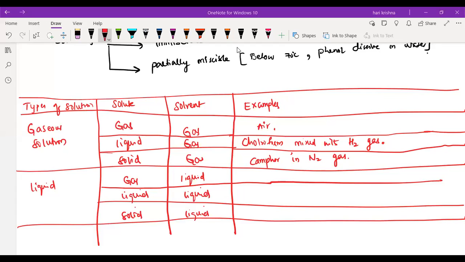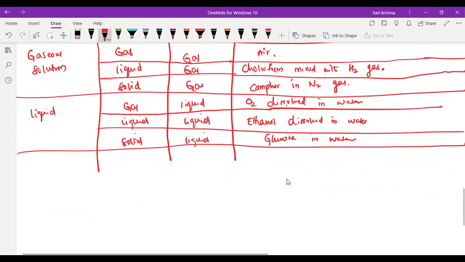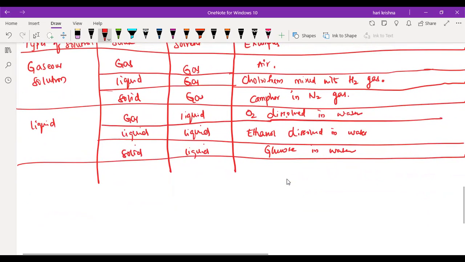So if you take the example for the gas in the liquid, it is oxygen dissolved in the water. The liquid in the liquid is nothing but ethanol dissolved in the water. Then solid in liquid is glucose in the water. So up to now we have framed a total of 6 different types of solutions.